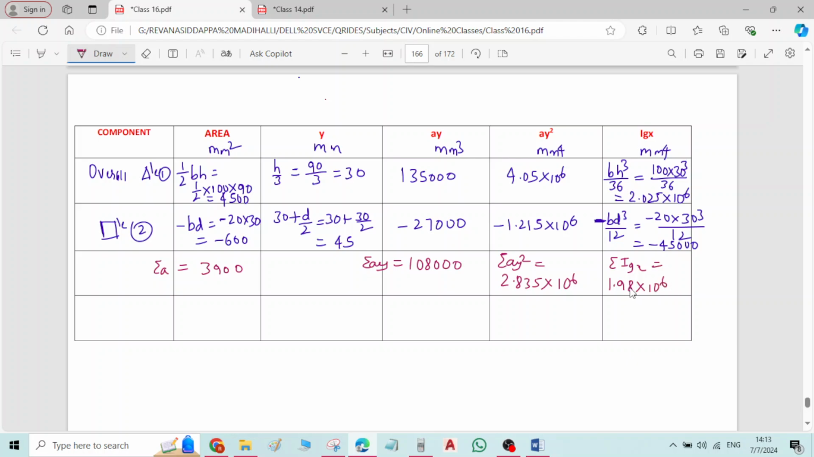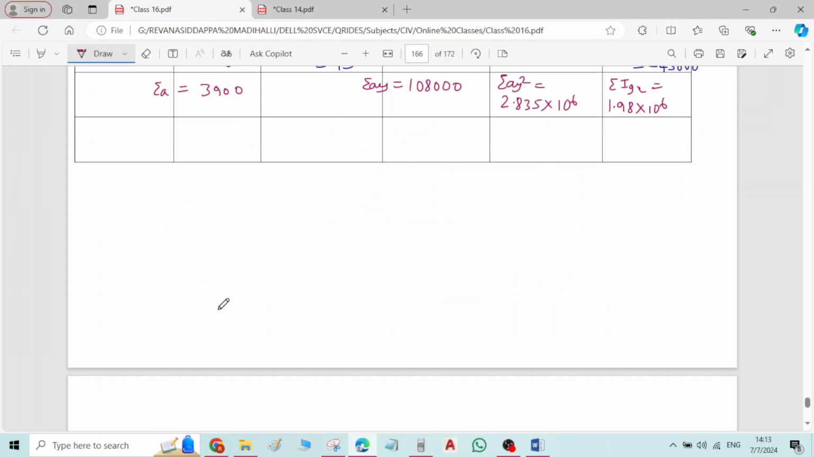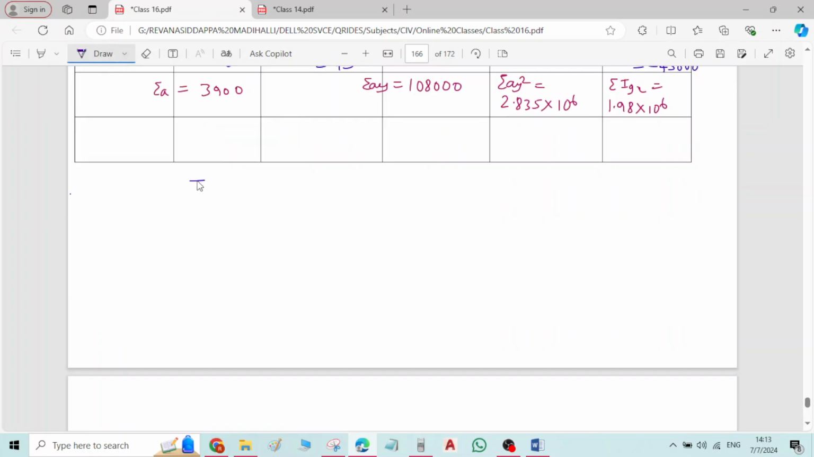Now we will use the first formula. I11 is equal to sigma igx plus sigma ay square. Sigma igx is 1.98 into 10 power 6 plus sigma ay square is 2.835 into 10 power 6. The answer is 4.815 into 10 power 6 millimeter raised to 4.